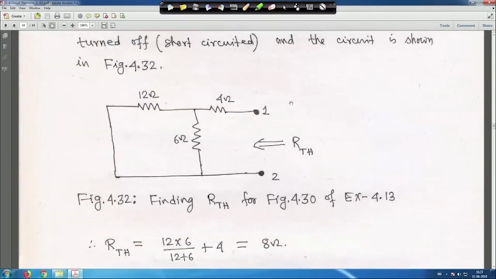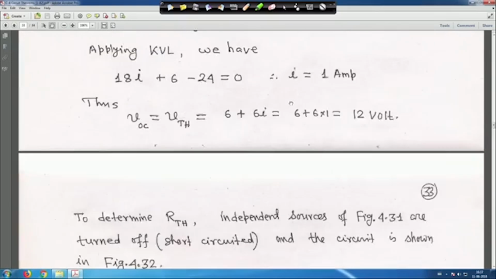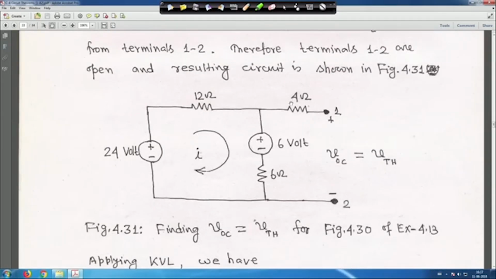So, for R Thevenin, that voltage source is short circuited, right. If the voltage source is short circuited for R Thevenin, that means this source is short circuited and this is short circuited. That means this 12 ohm and 6 ohm are in parallel, with that this 4 ohm is in series, that will be your R Thevenin.